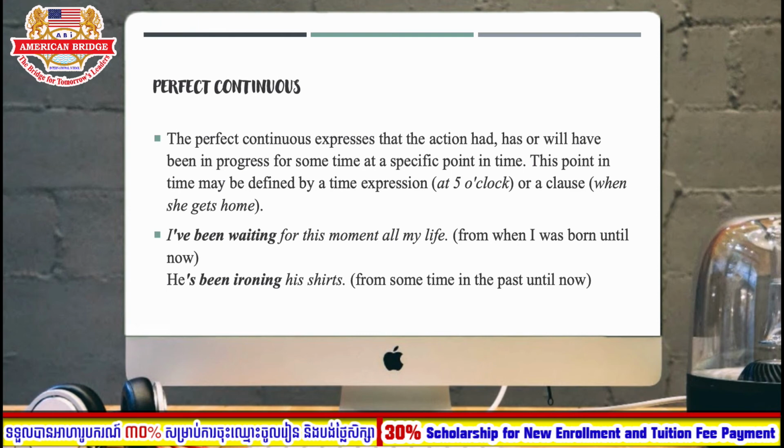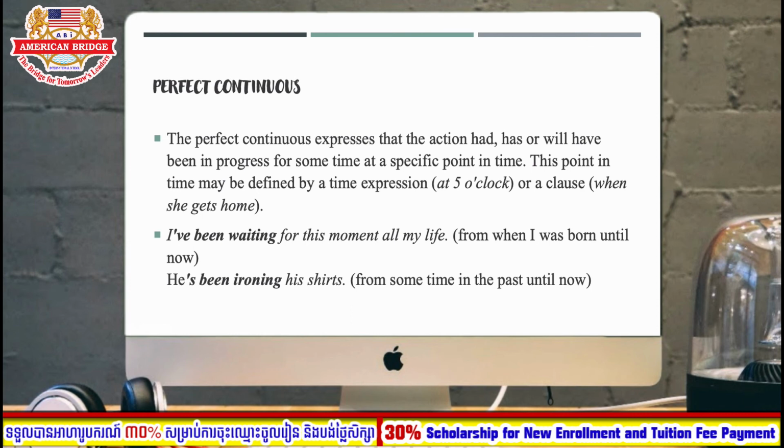So the use of the perfect continuous aspect expresses that the action has or will have been in progress for some time at a specific point in time. This point in time may be defined by a time expression, for example, at 5 o'clock, at 7 o'clock, or a clause. We learned about the adverb clause of time already, right? When she gets home, which is an adverb clause of time.